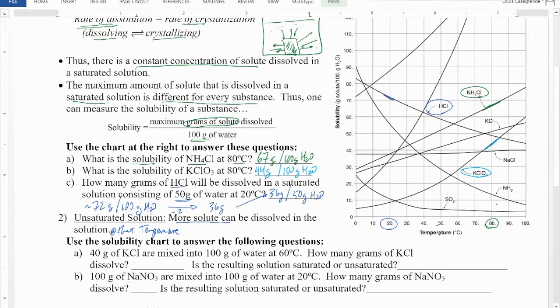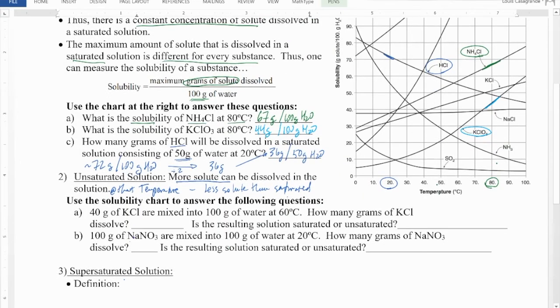Okay, so more solute can be dissolved. Another way of putting it is that we have less solute than a saturated solution, and that's a possibility as well. So let's take a look at A and B here, two different situations.